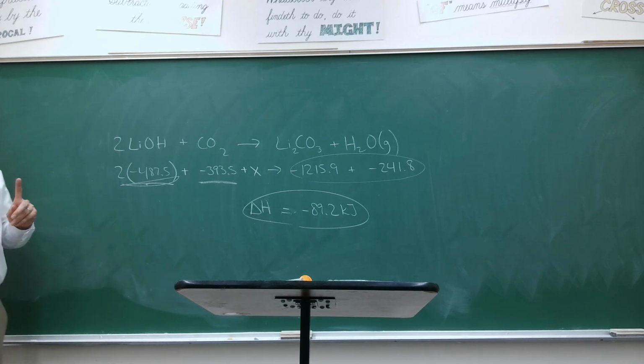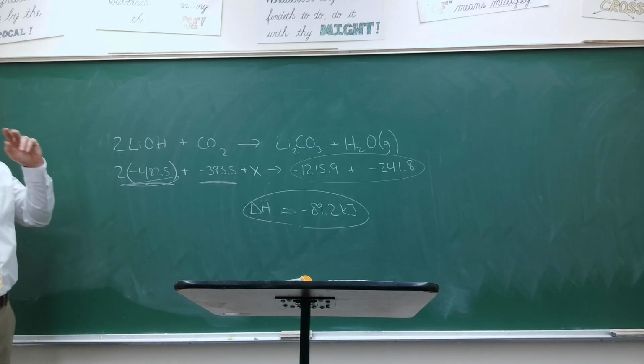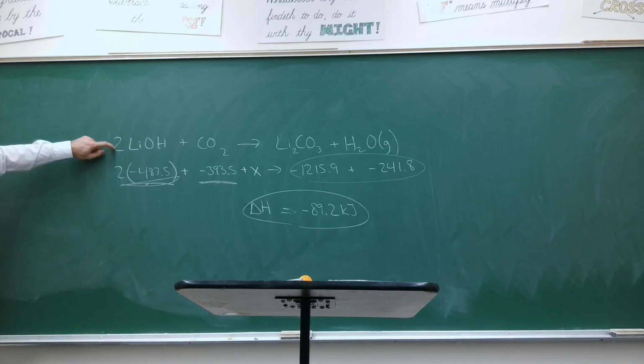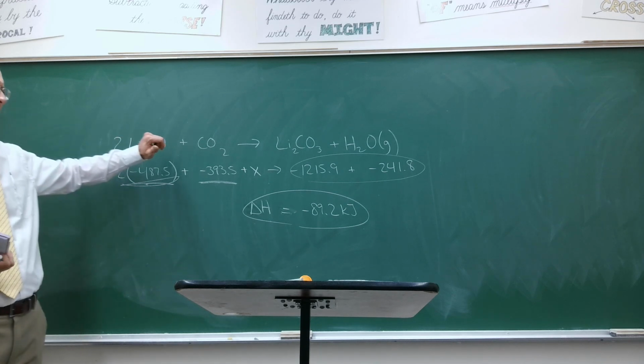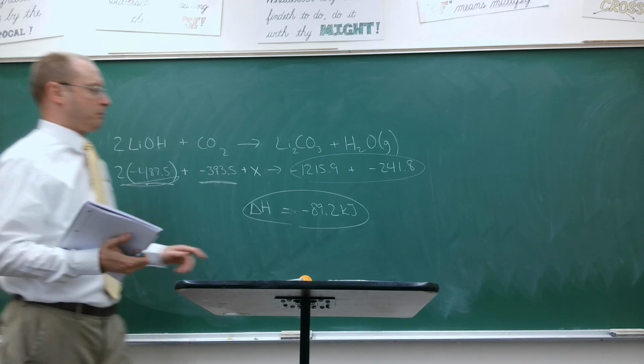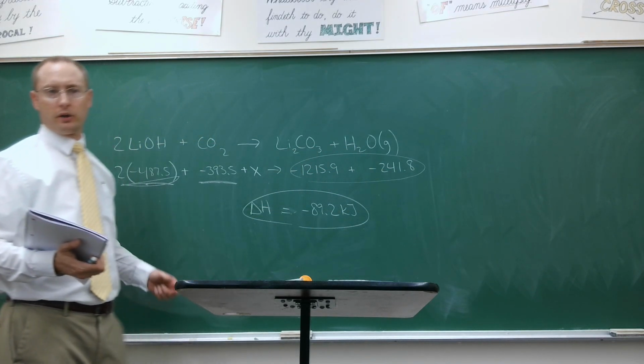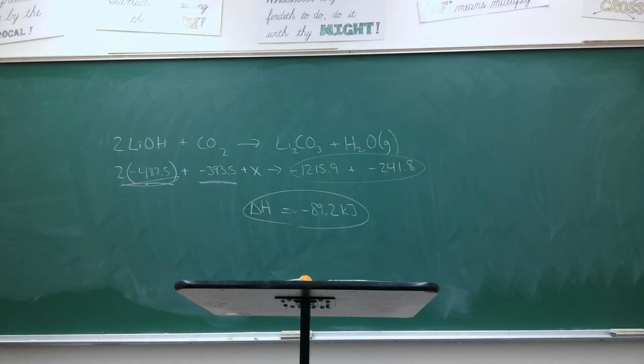Again, the big thing that would throw you off, if you had an answer around negative 570, that means you forgot to account for the 2 moles here. If your answer was around negative 54, or negative 120 or something, you probably had liquid water instead of gaseous water. So there's a couple of things that are common mistakes you could make on a problem like this.